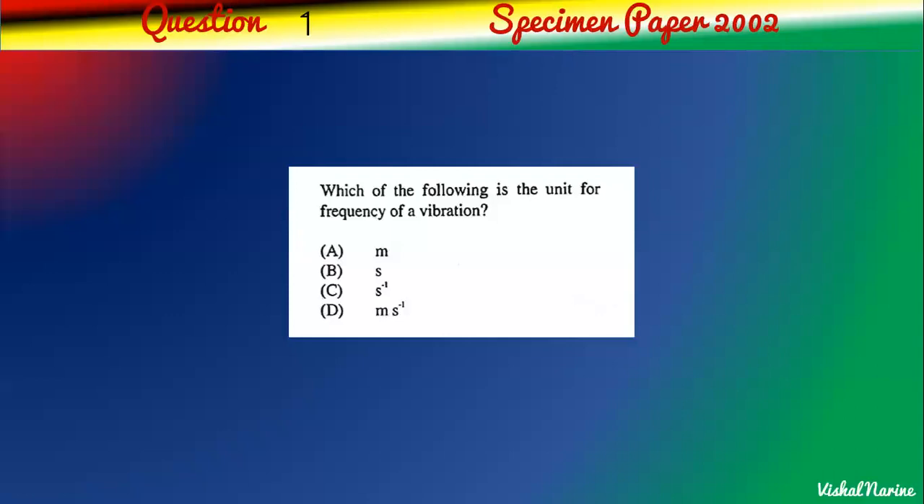So this question asks us, what is the unit of frequency? And we should know that the unit of frequency is actually hertz, that we will have learned. But we don't see hertz in the options here, so which other unit is it equivalent to? We should remember that frequency is equal to 1 over period, and period is measured in seconds, so it's basically 1 over second. All right, so the answer there is C.